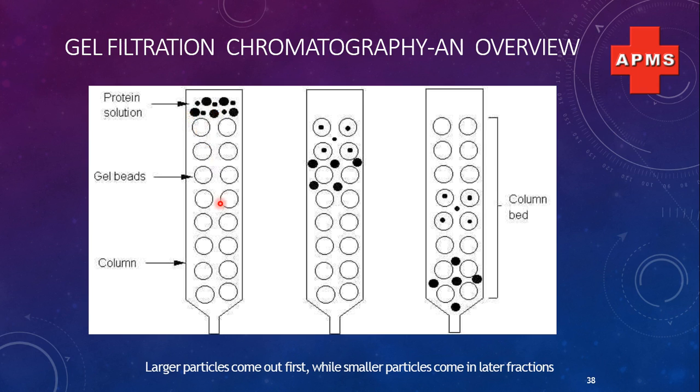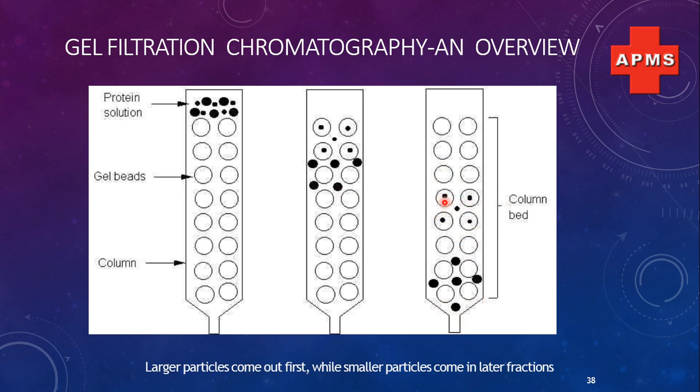When these pass through this column with the help of mobile phase or buffer solution, these smaller particles will be retained in the pores of these beads. These are gel beads, a polysaccharide network. So these beads contain very small pores. The smaller particles will be retained in these pores for some time, and the larger particles will move without any resistance or with very low resistance. So the larger particles will elute first, but the smaller particles will elute last.